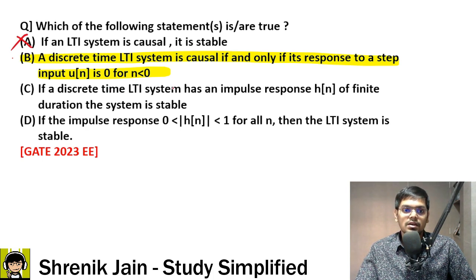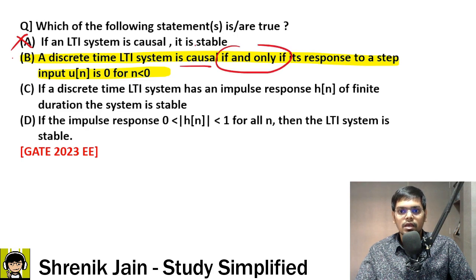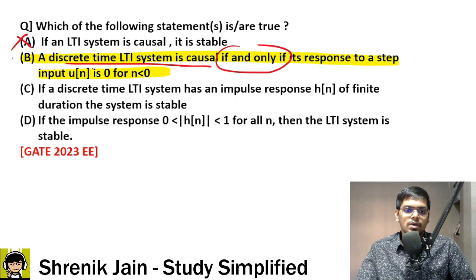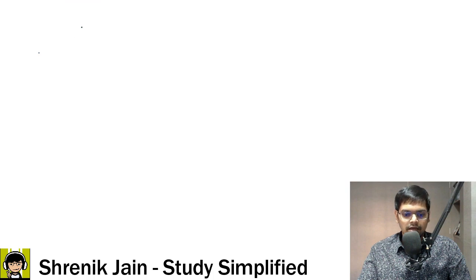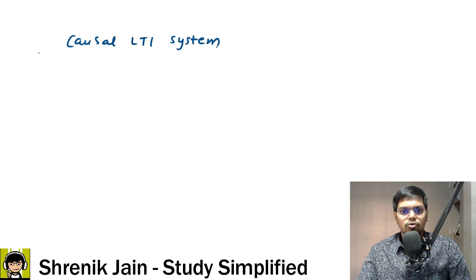Now this is very, very interesting. What they are saying is that an LTI system is causal if and only if... First you have to analyze this statement. A discrete time LTI system is causal. When does a discrete time LTI system become causal? When it satisfies this criteria. What is the criteria? Let me write it here, that a causal LTI system should follow this criteria.